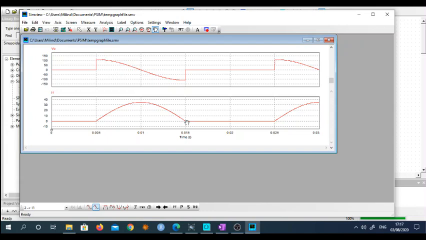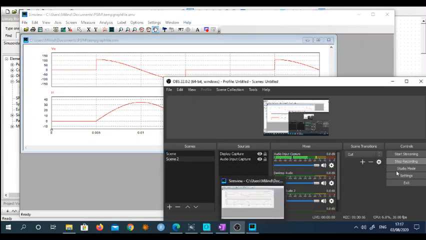So we can very easily understand the operation and behavior of inductive load in a single phase controlled rectifier. So this is all about it. In the next class I will explain the effect of the freewheeling diode and further details.